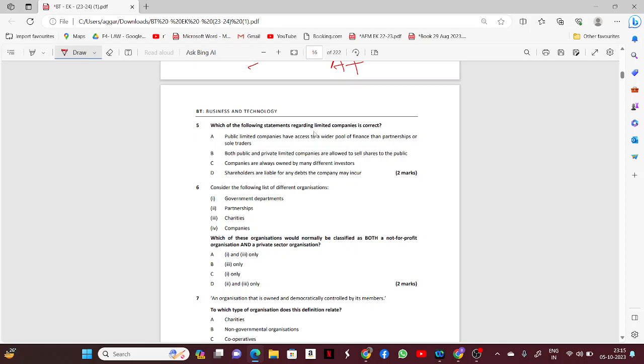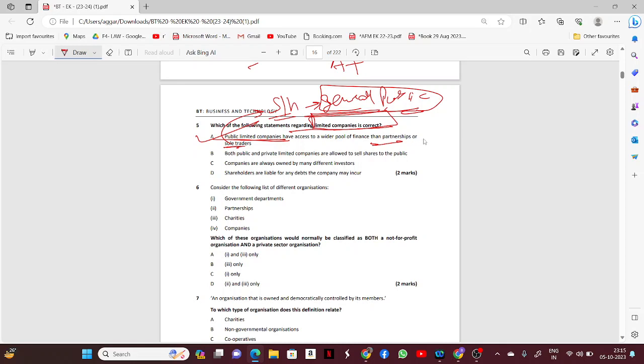Which of the following statements regarding limited companies is correct? A public limited company has access to a wider pool of finance than partnerships or sole traders. I think this is the correct answer. Why? Because public limited companies can take money from shareholders, meaning the general public, right? They can sell their shares to gain money from the general public. Whereas in partnerships or sole traders, this is not the case.